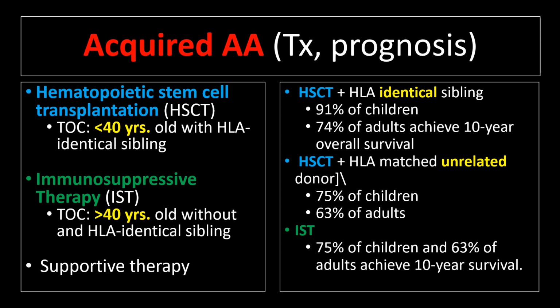For HSCT with an HLA-matched unrelated donor, the prognosis is also good. We have 75% for children and 63% for adults. For patients having immunosuppressive therapy or IST, 75% of children and 63% of adults can achieve 10-year survival.